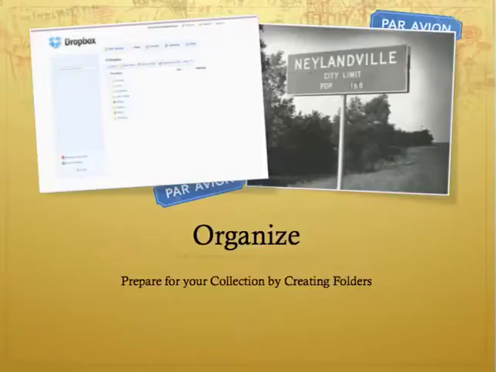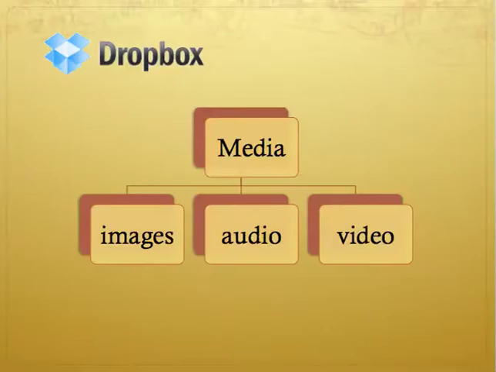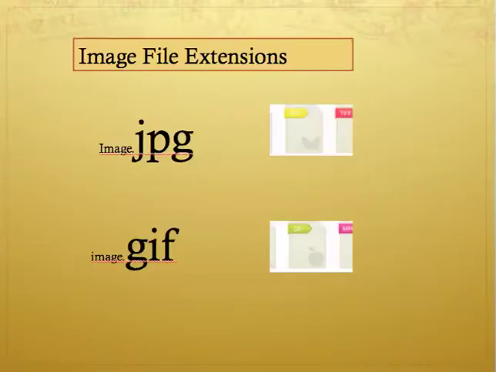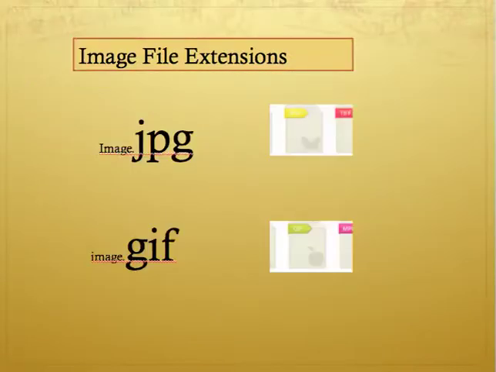And then we begin actually saving the images that we're going to be using, and we want to be careful about how we organize them and where we place them. And as I said, Dropbox is a place to do that. We want to be careful about file names, because if we don't save them right, we won't be able to use them. So a good safe bet is to try to save them as a JPEG.